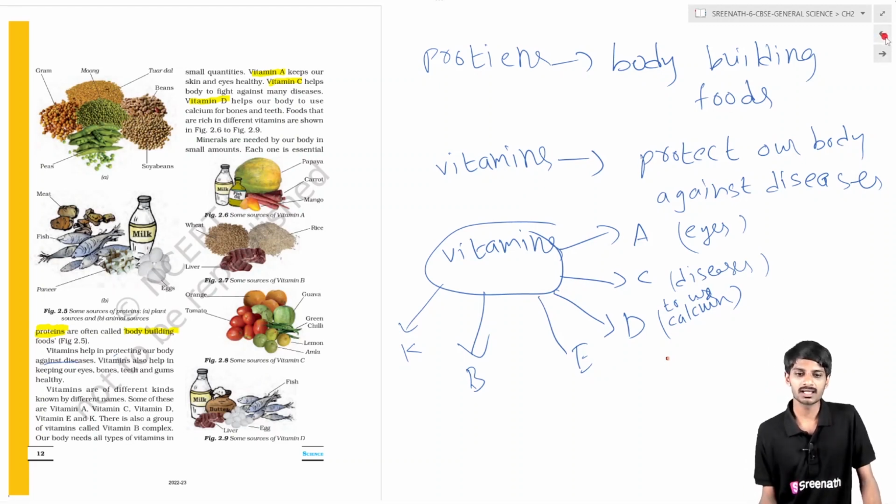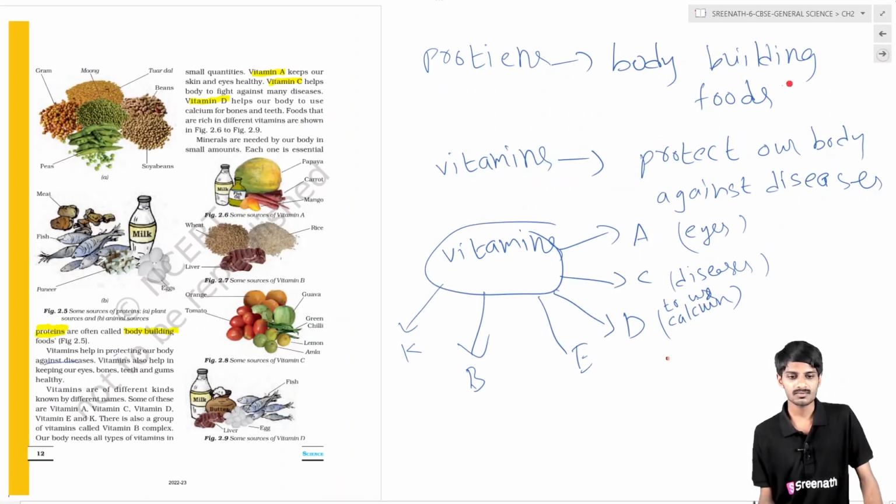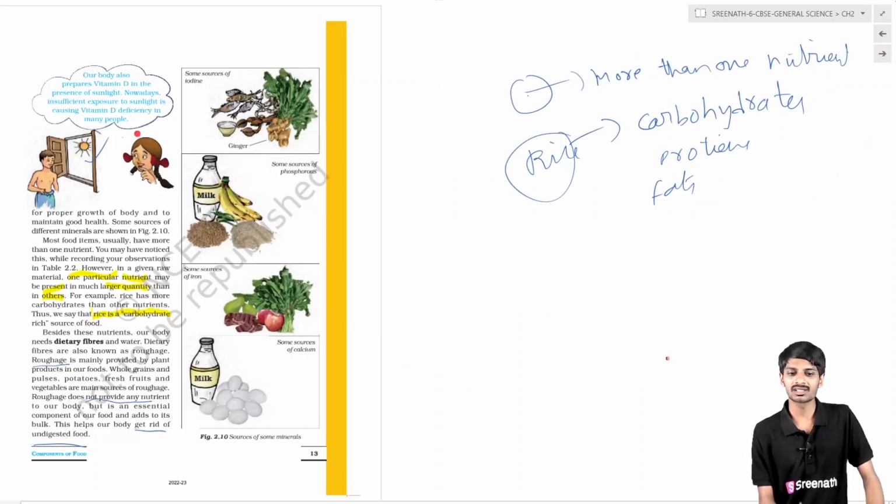And we have seen the images of the common sources: carbohydrate sources, these are the fat sources, these are the protein source foods, these are the vitamin A source foods, these are the vitamin B source foods, this is the vitamin C source food, this is the vitamin D source food. We can get vitamin D from sunlight also. It is the better way.